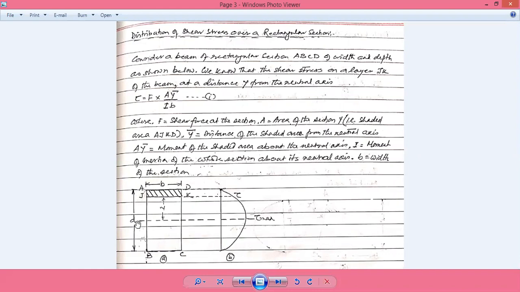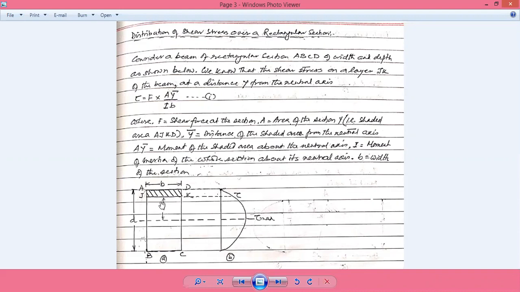Next, F is the shear force at the section. A is the area of the section at distance y, that is, the capital A, the shaded area AJDK. y dash is the distance of the CG of the shaded area from the neutral axis itself, and A y dash is the moment of the shaded area about the neutral axis.